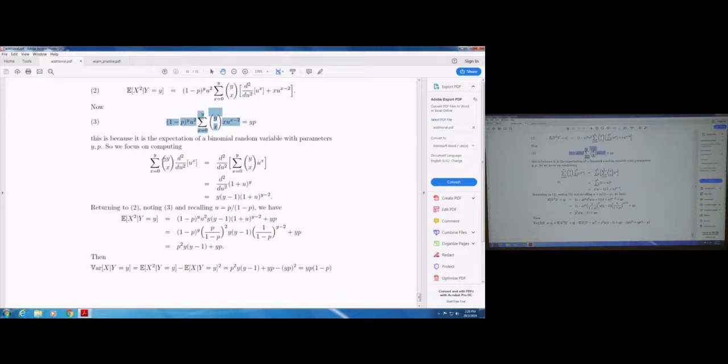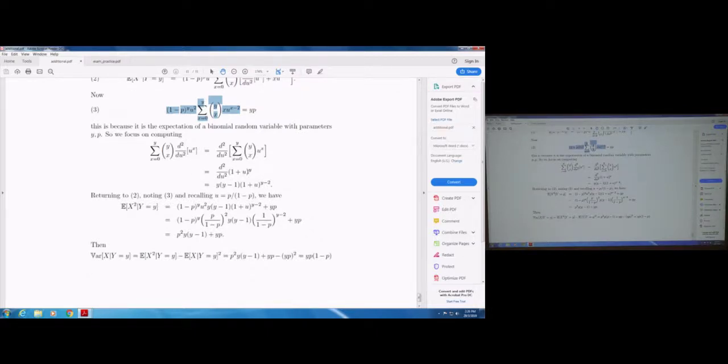Basically, now how do you do this? So this thing is like this. What you can do is switch the order of differentiation and summation. So I take this second derivative outside the sum, and now I just have to compute this sum. Well, this one is just the definition of a binomial expansion.